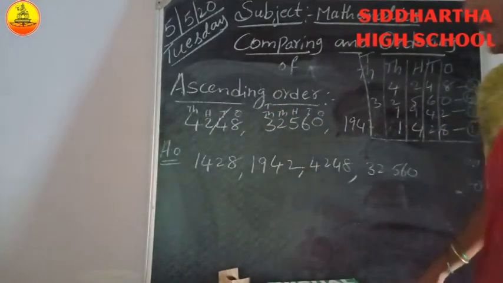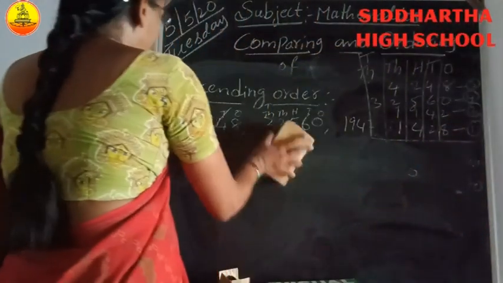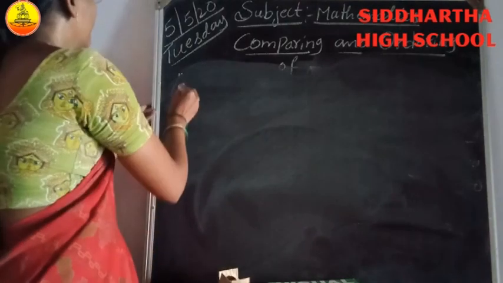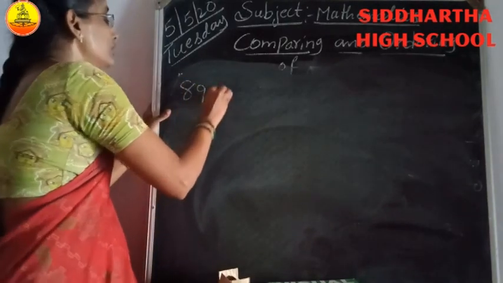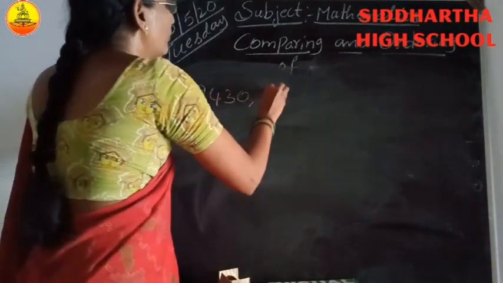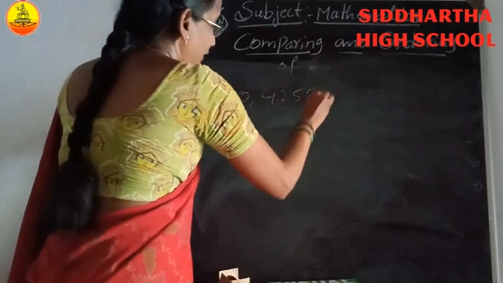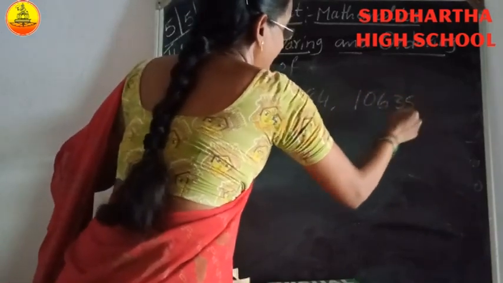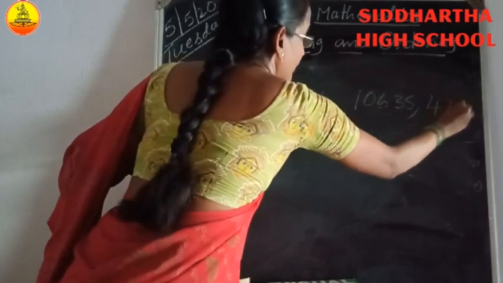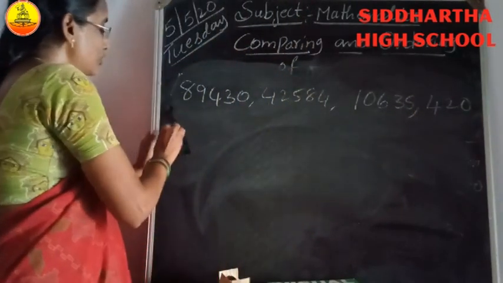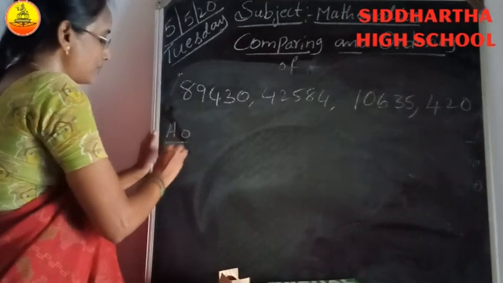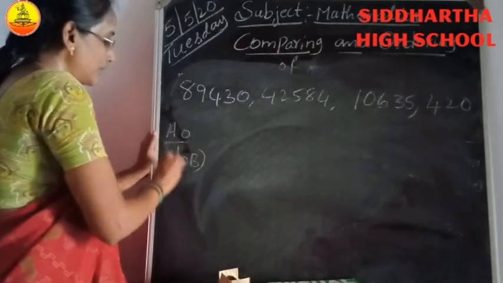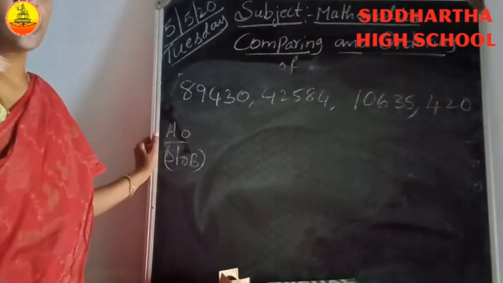Okay, let us discuss one more sum, children. The numbers are 8,943, 0,425, 8,410, 6,354, 20. Which order do you want? Ascending order. Ascending order means small to big.